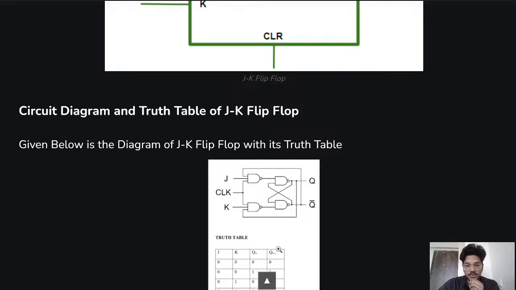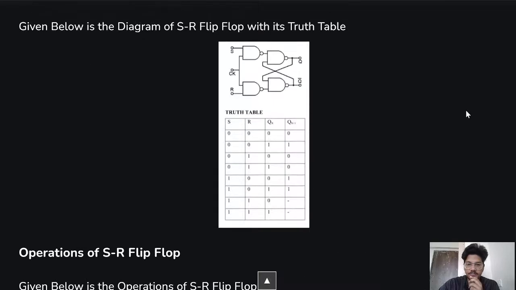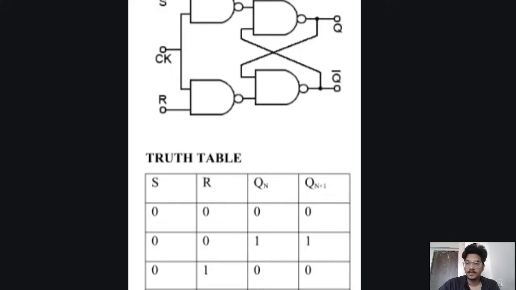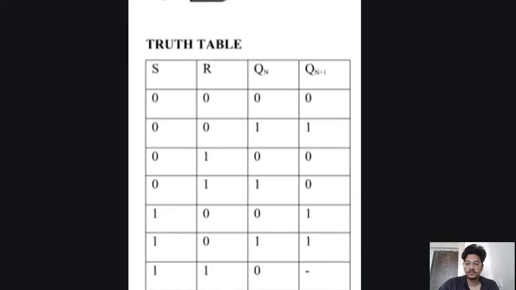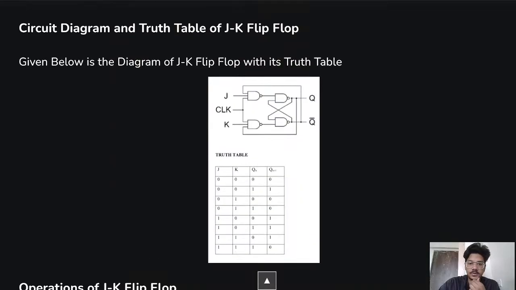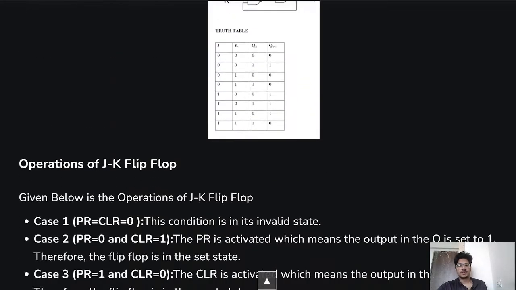Similarly, if we see, two NAND gates are connected, given S and given R, both are connected by the clock, and this input goes to this output and this input to this one. But for the JK, another input is provided here. So for JK we have to provide this one, simply one extra state.